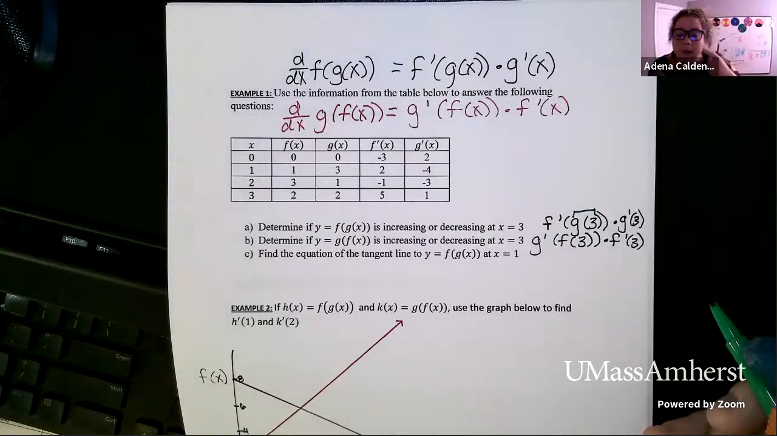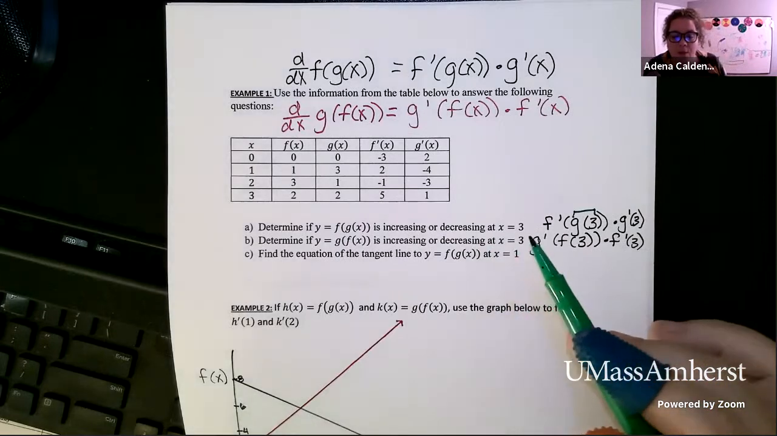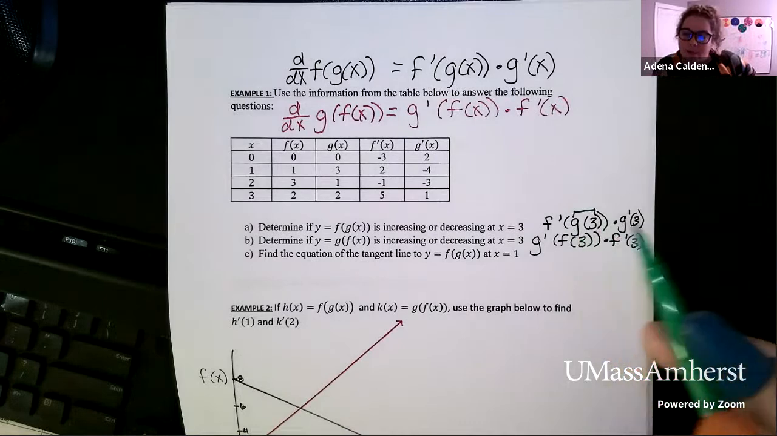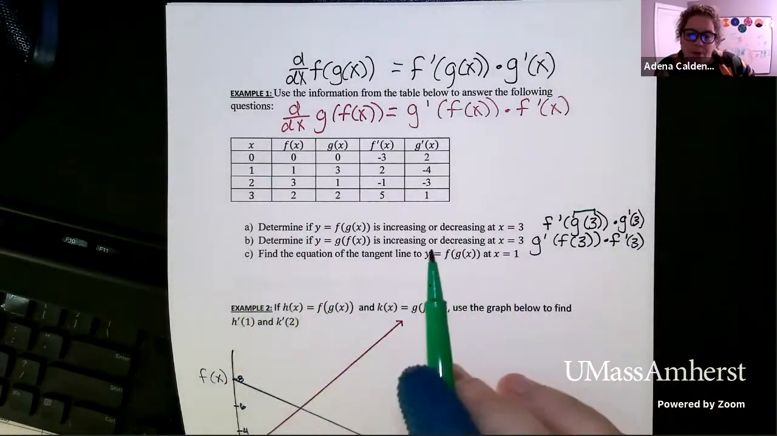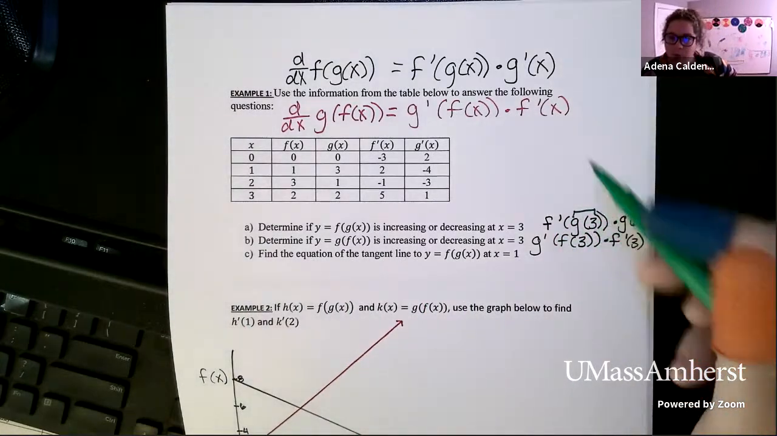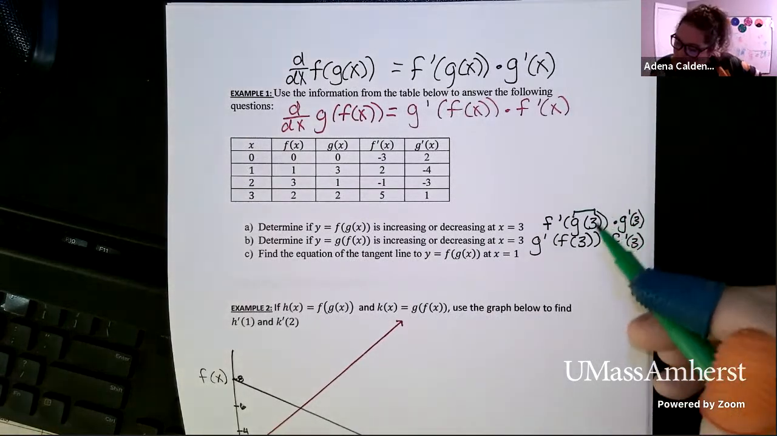All right. So again, the first step of part A is figuring out that we want to determine the derivative and see if it's positive or negative to answer this question. So we have to figure that out first. Once we know that we need the derivative, we sketch out what the derivative would be using our formula. And now we need to figure out the values.